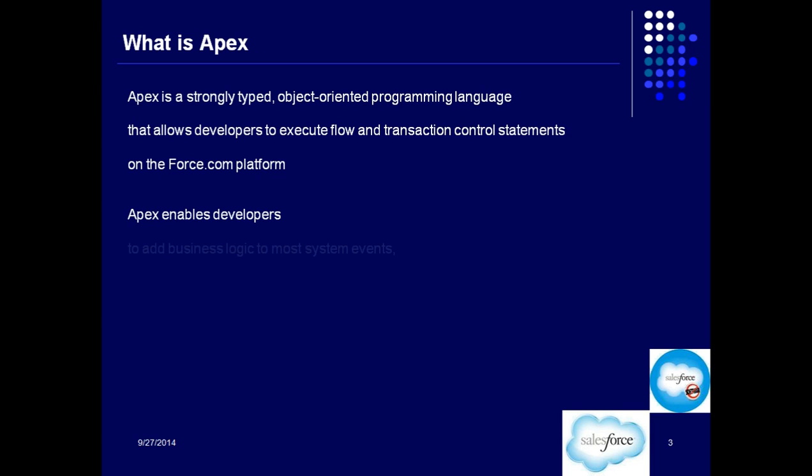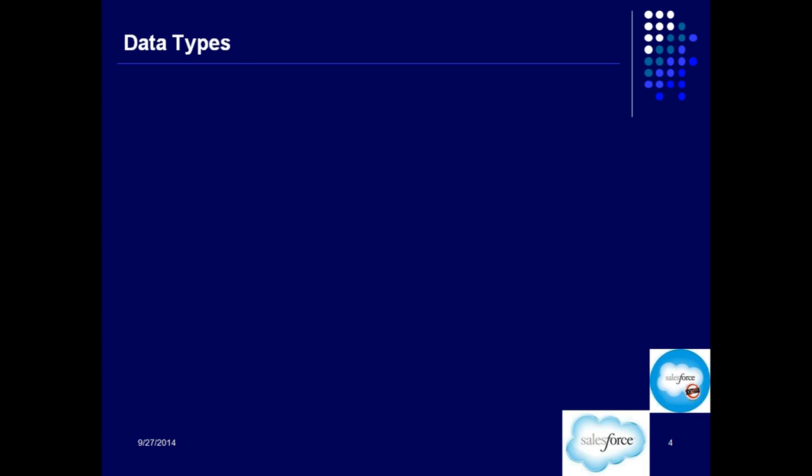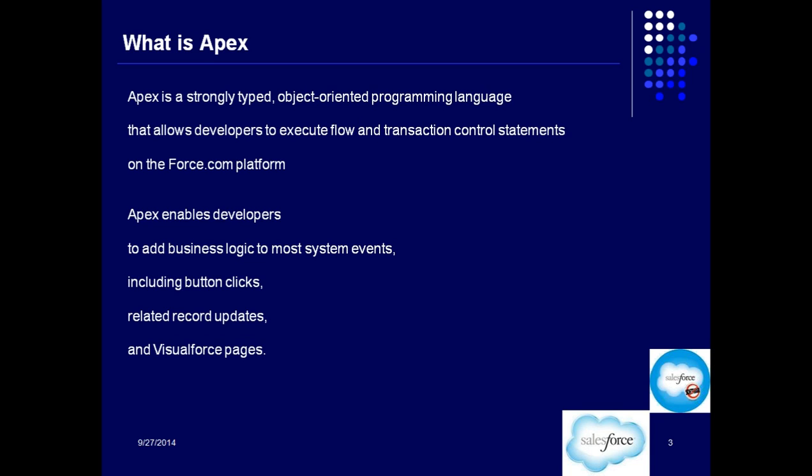Apex enables developers to add business logic to most system events. As I was just explaining, it allows you to add logics to your events, including button clicks. So these can be system events, including button clicks, record updates, Visualforce pages. This is where Apex can put logic. On a database update, or on a click of the button, or on a Visualforce page, logics can be added using Apex.